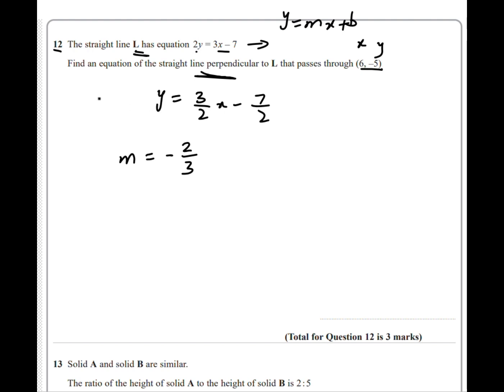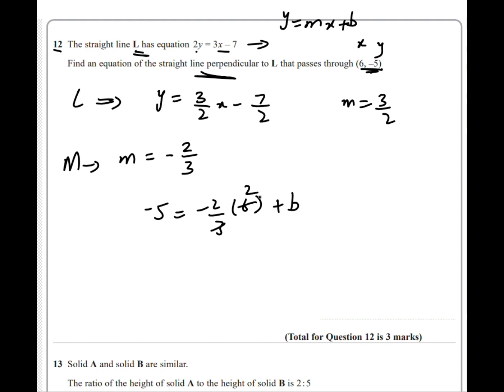So if this is our line L, the new line, let's say M, will have the slope perpendicular to the other line. So if m is 3 by 2 for L, the negative reciprocal of this is going to be negative 2 by 3. Now we're going to use these points to figure out b. So if y is negative 5, m is negative 2 by 3, x is 6, what will be b? It's going to be 3 times 2 is 6, negative 2 times 2 is negative 4, negative 5 plus 4 equals b. Let me clarify that one.